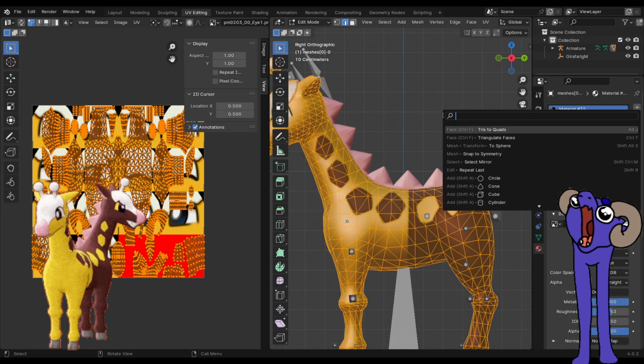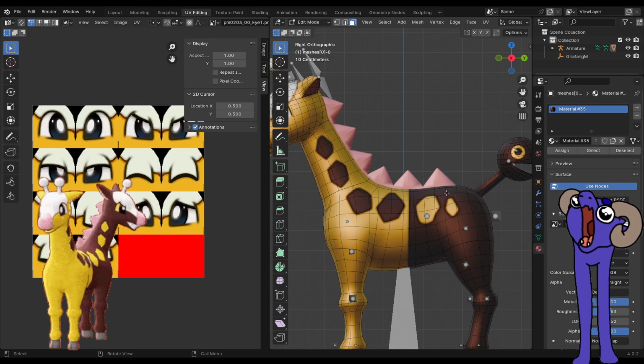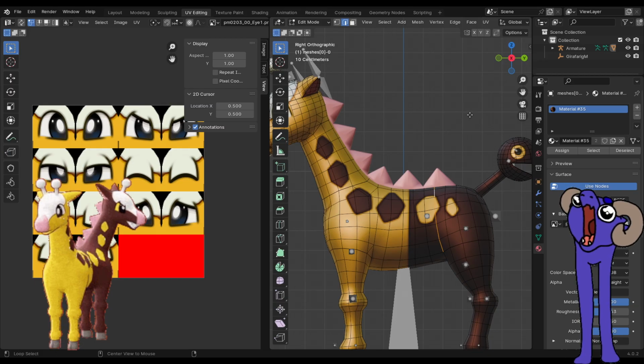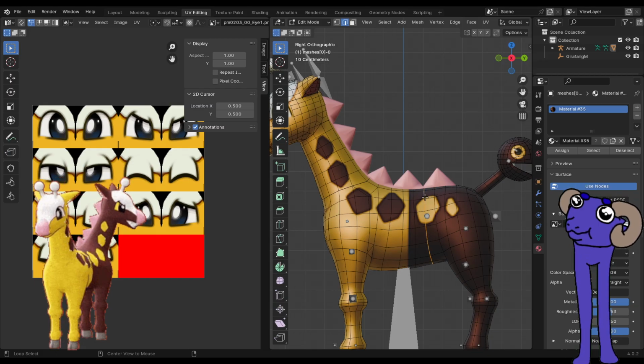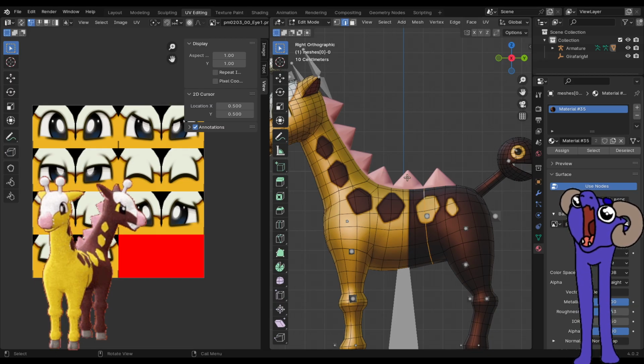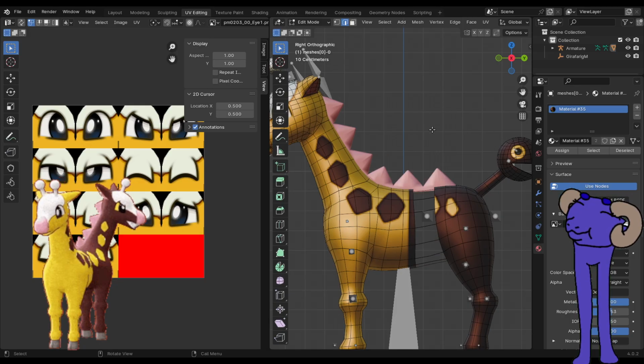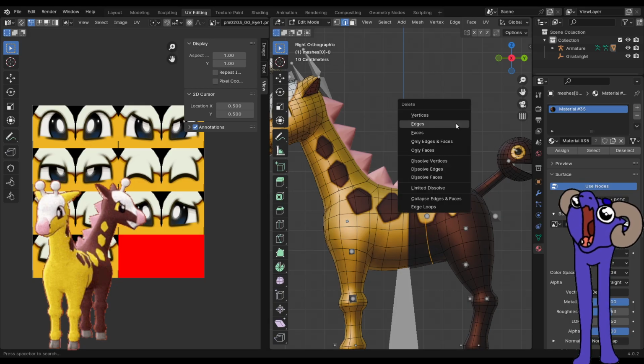So let's rise to quads. So I can do that. 1, 2, 3, 4, 5. Oh.